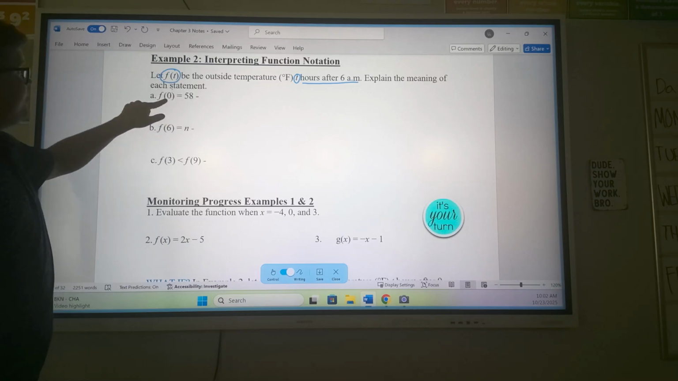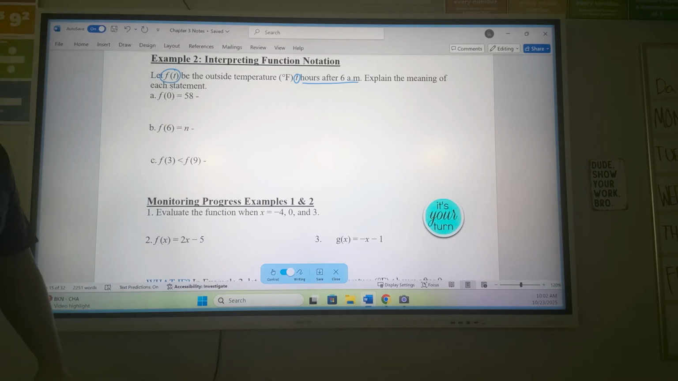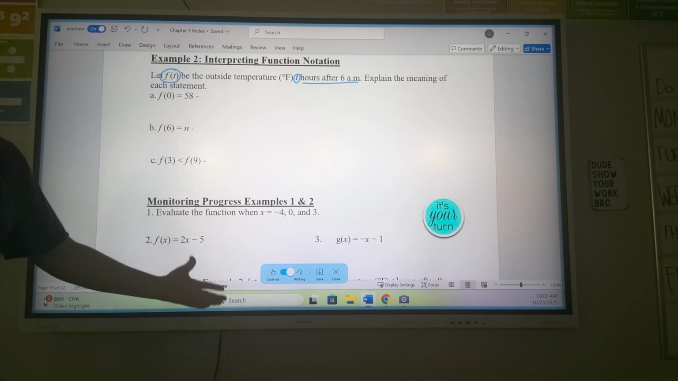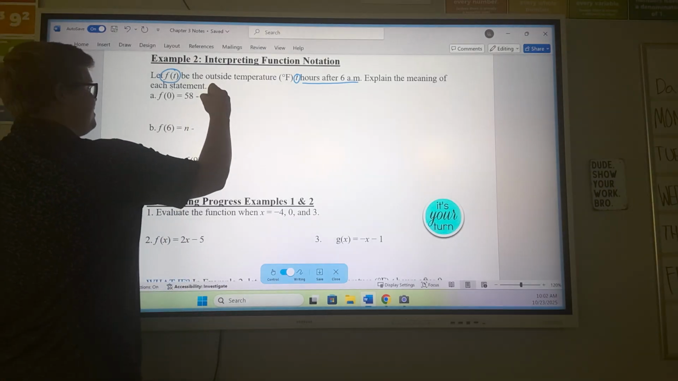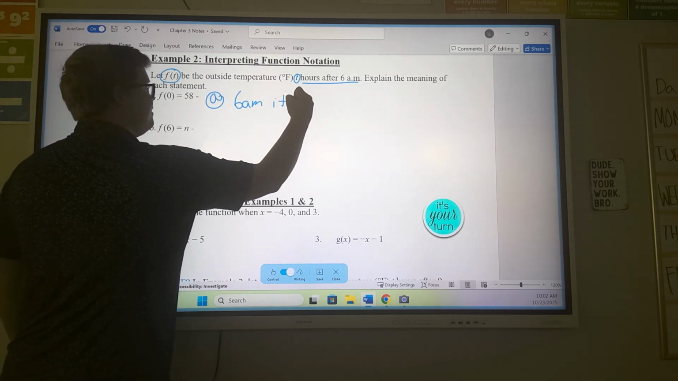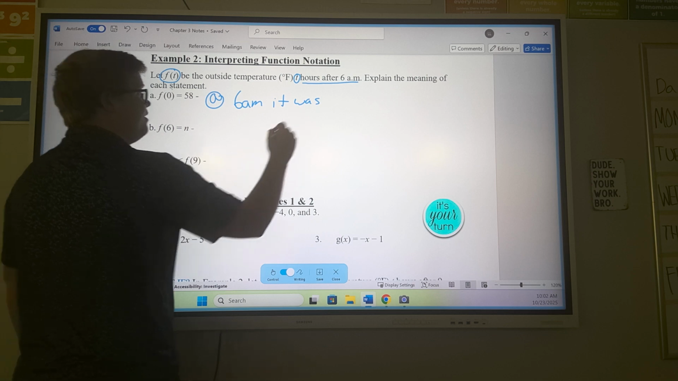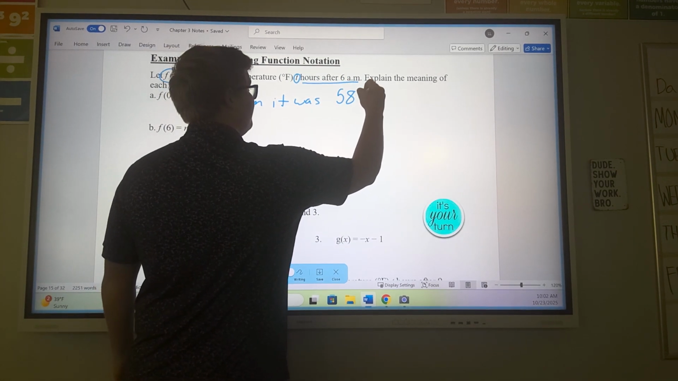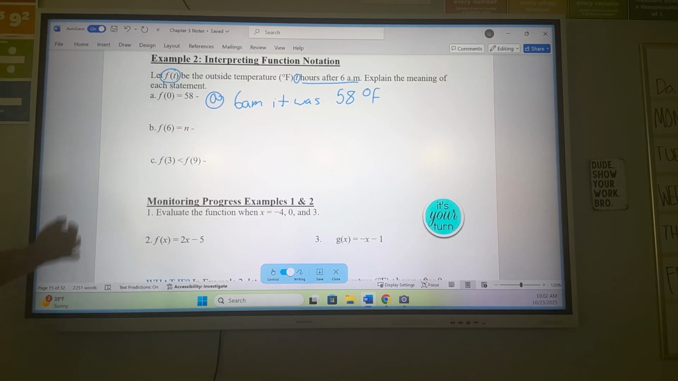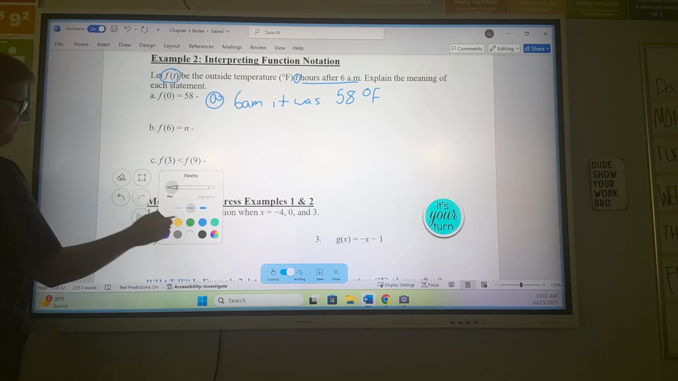So this is 0 hours after 6 a.m. And if there's 0 hours after 6 a.m., the time is still 6 a.m., right? So all we have to say is at 6 a.m., it was 58 degrees Fahrenheit. Pretty simple, right? Okay, let's do the next one.